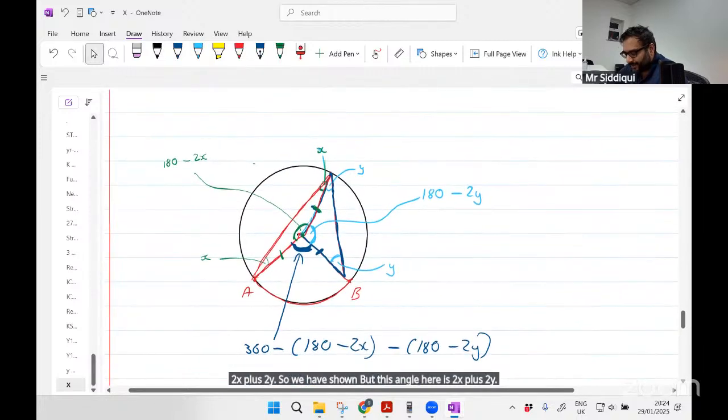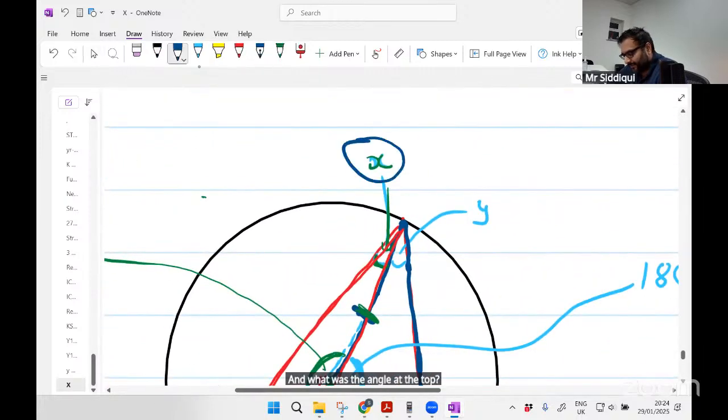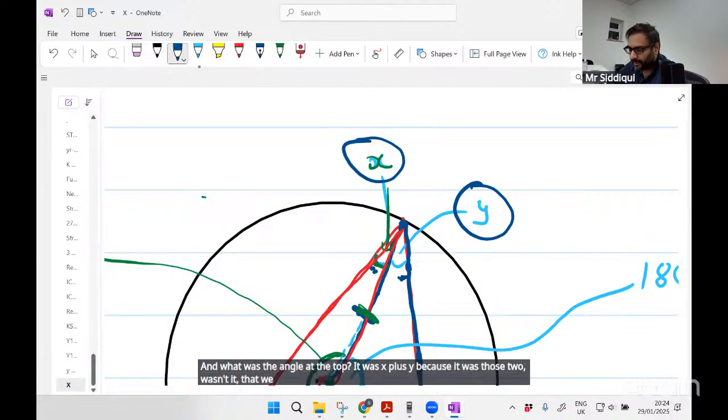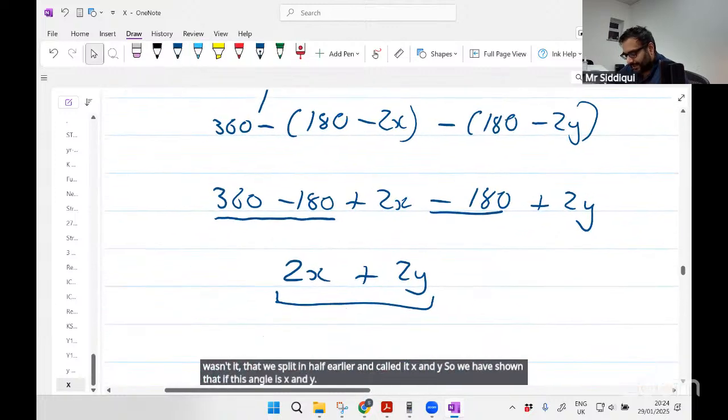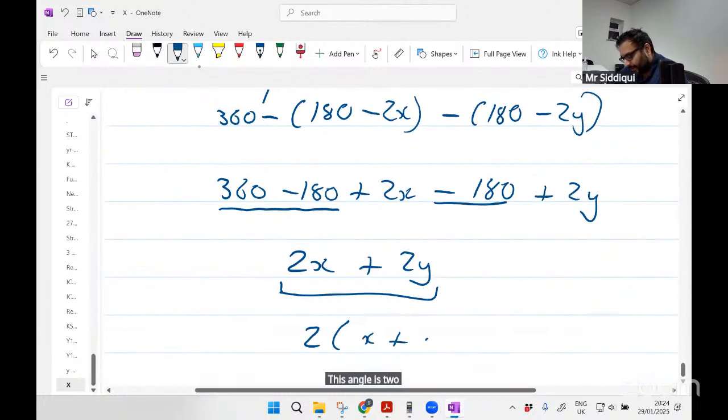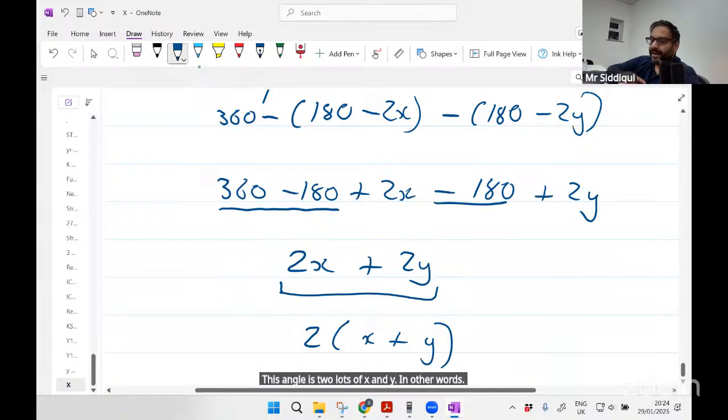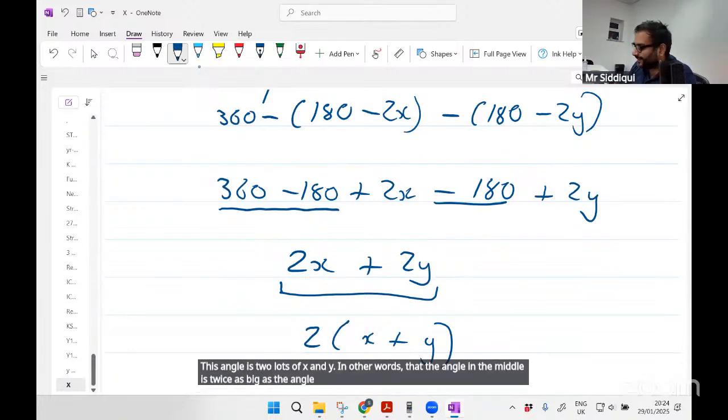And what was the angle at the top? It was x plus y, because it was those two, wasn't it, that we split in half earlier and called x and y. So we have shown that if this angle is x plus y, this angle is two lots of x plus y. In other words, the angle in the middle is twice as big as the angle at the top. That's what a proof is.